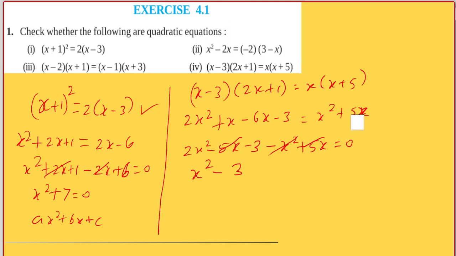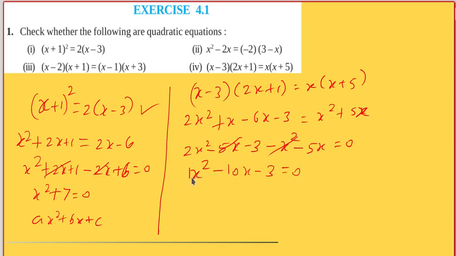Okay, so the plus 5x, if you bring it here, becomes −5x. So what will happen? 2x², and this − x² becomes 1x². Then x term, x − 6x becomes −5x, and −5x − 5x becomes −10x, because both have the same sign, we need to add. Minus 3. So x² − 10x − 3 = 0.